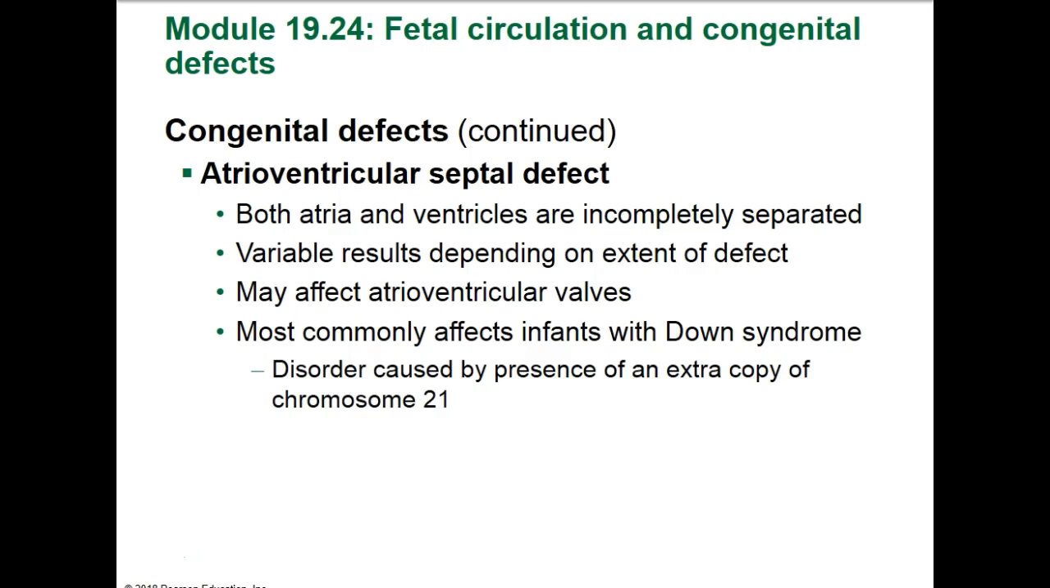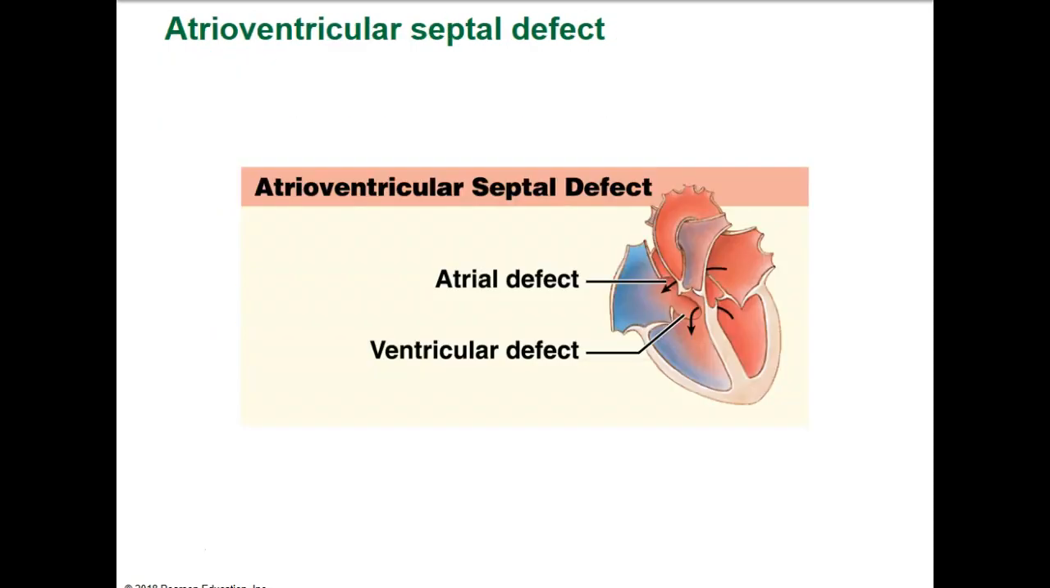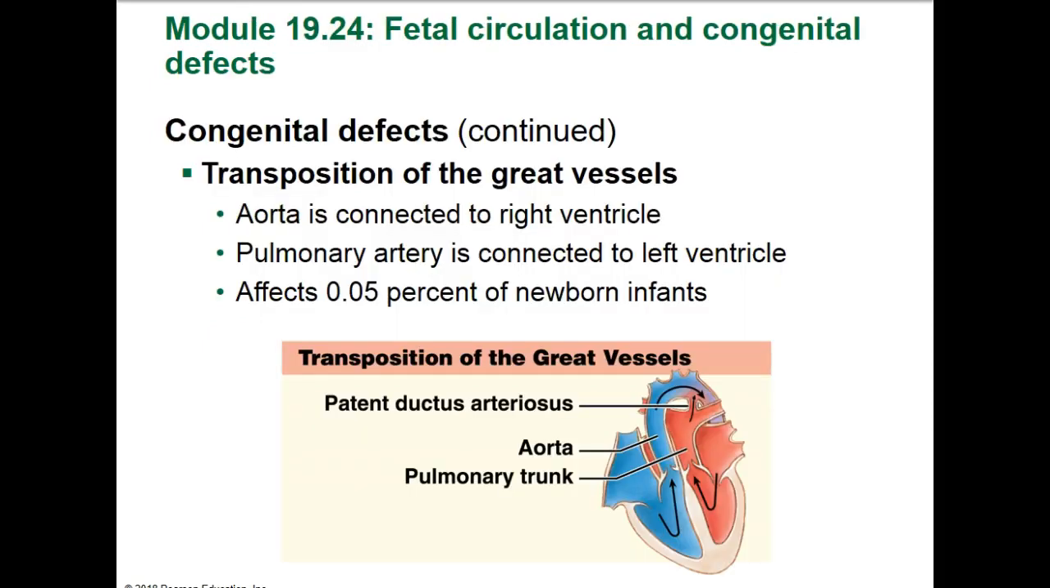An atrioventricular septal defect, both the atrium and ventricles are incompletely separated, and there's different results. It could affect atrioventricular valves, and this most commonly affects infants that have Down syndrome. Transposition of the great vessels may occur. The aorta is connected to the right ventricle. Pulmonary artery is connected to the left ventricle. This affects about 0.05% of newborn infants.